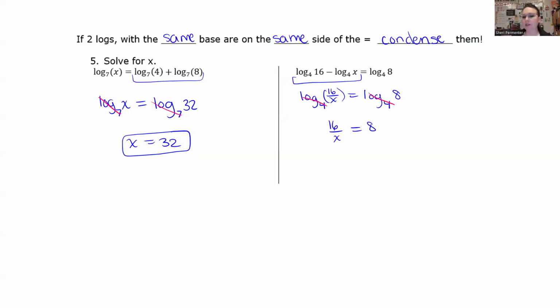Okie dokie, to solve this one, we're going to switch places here. So I get 16 divided by 8 is equal to x. That's how I got x out of the denominator. And what's 16 divided by 8? 2.